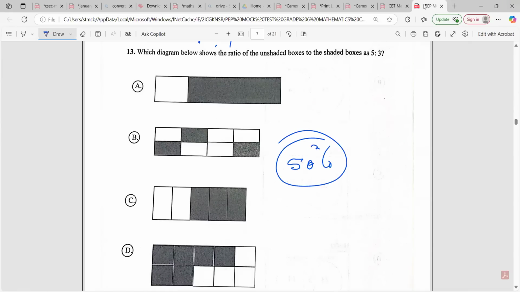All right, let's look at 13. Which diagram below shows the ratio of unshaded boxes to the shaded boxes as 5 to 3? Good luck with this one.